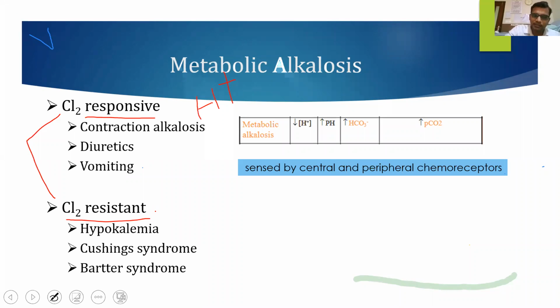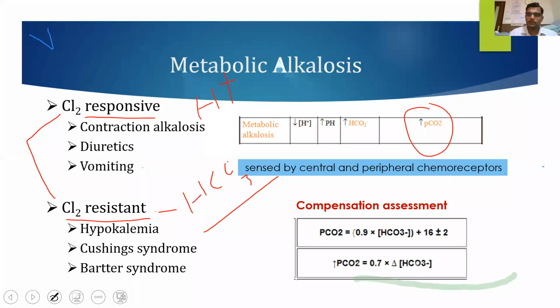In chloride resistant alkalosis, the primary pathology is retention of bicarbonate. The body is accumulating bicarbonate, which is causing the alkalosis. The examples are Cushing's and Bartter syndrome. The compensation is that the body will gradually hypoventilate and increase the CO2 level. You just need to remember this formula, which is 0.6: the change in PaCO2 will be 0.6 times the delta change in bicarbonate. We will summarize the compensation in a single slide.